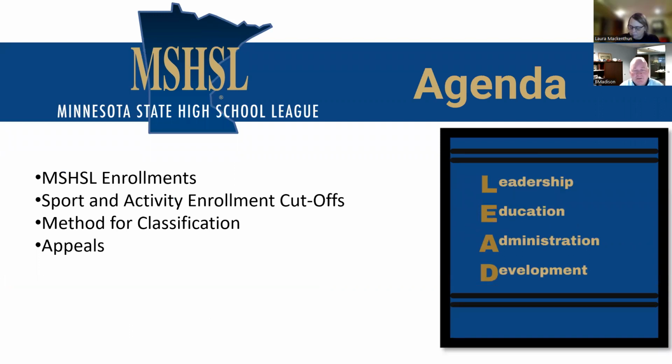On our agenda today is how we got to those MSHSL enrollments, the sport and/or activity enrollment cutoffs. Please note that that will only be for our team sports as of right now. Those are the ones that we're able to appeal and need to move forward within our timeline. Also, the method for classification. You're going to want to be aware of this, how we got to where we did regarding your school or team's potential classification. Also, if you're within that 10% or over 50%, or if you're a co-op hockey team, you have the ability to appeal. We'll walk through that as well. So that's our agenda for today. Let's keep moving forward here.